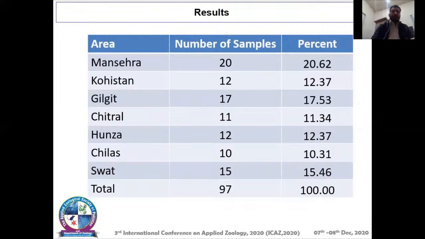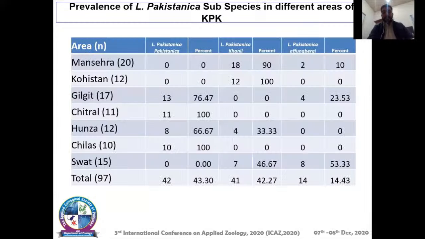About 20 samples were collected from Mansehra, 12 from Kohistan, 17 from Gilgit, 11 from Chitral, 12 from Hunza, 10 from Chilas, and 15 from Swat. And the total number of samples is 97. Prevalence of Laudakia pakistanica subspecies in different areas of Pakistan.